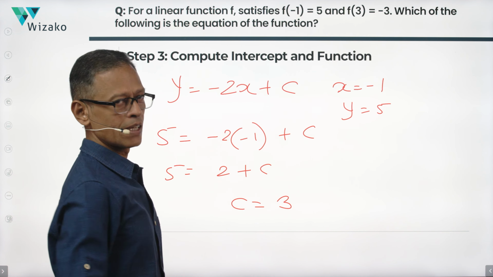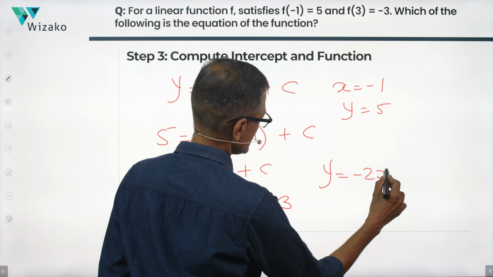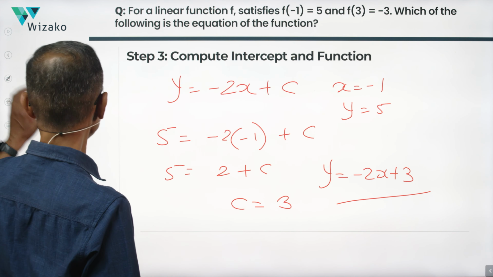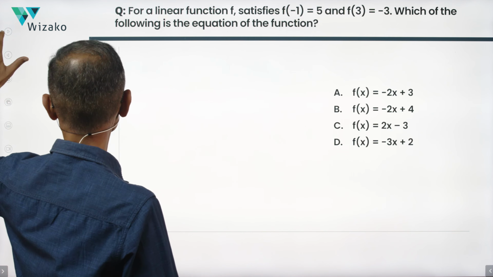Now that we know the intercept and the slope, the equation of the line is y is equal to minus 2x plus 3. Check out the answer options. Answer option A is the correct answer. Minus 2x plus 3 is the correct answer to this question.